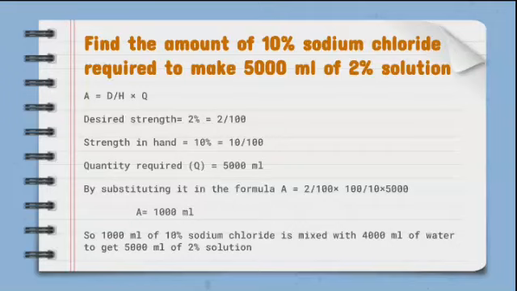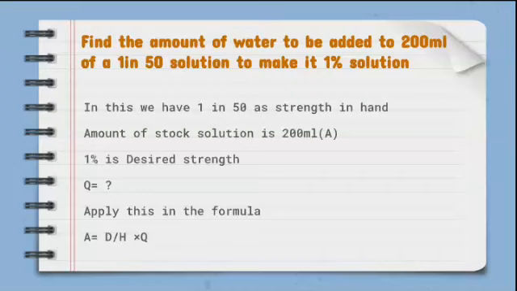So 1000 ml of 10% solution. Now you have to find the amount of water to be added to 200 ml of 1 in 50 solution to make it 1% solution. So in this we have 1 in 50 as strength in hand, that is 1 by 50, and amount A is equal to 200 ml, and the desired strength D is 1%, that is 1 by 100.